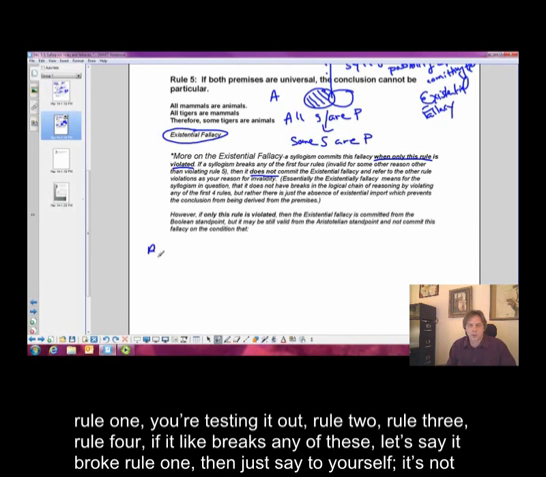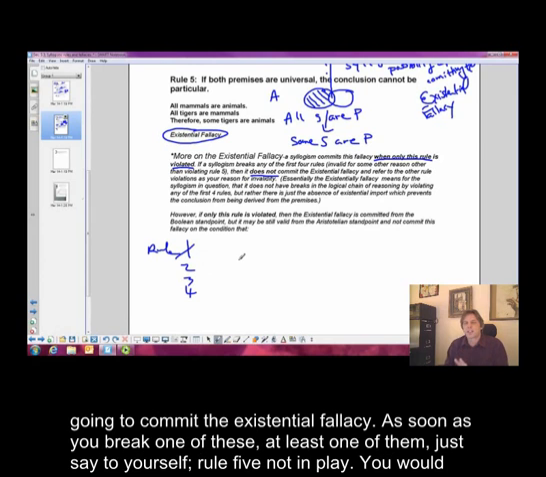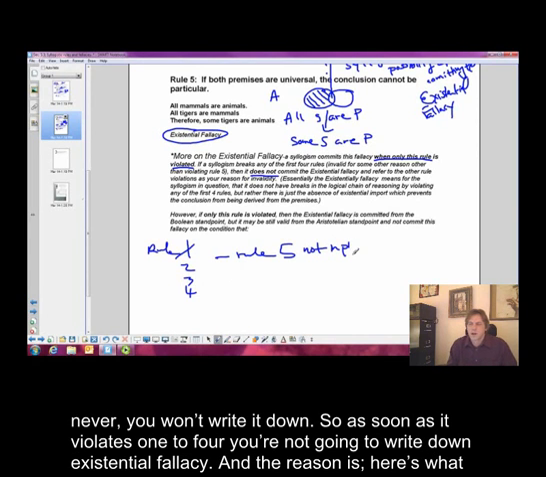So what this essentially says is that if you're doing the syllogism and you go through Rule 1, you're testing it out. Rule 2, Rule 3, Rule 4. If it breaks any of these, let's say it broke Rule 1, then just say to yourself, it's not going to commit the existential fallacy. As soon as you break at least one of them, just say to yourself, Rule 5, not in play. So as soon as it violates 1 to 4, you're not going to write down existential fallacy.